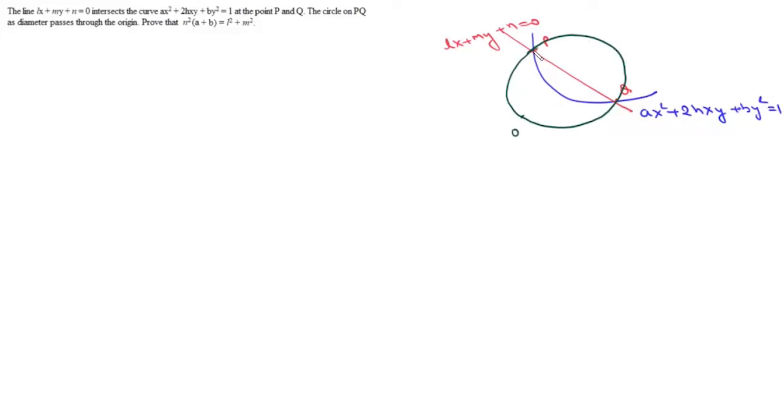Now since PQ is a diameter, that means this angle will be 90 degrees. Now we have to find this condition that this angle is 90. Now we know that in all these questions, what we do is we make the curve homogeneous, and we make the curve homogeneous using these 2 equations.